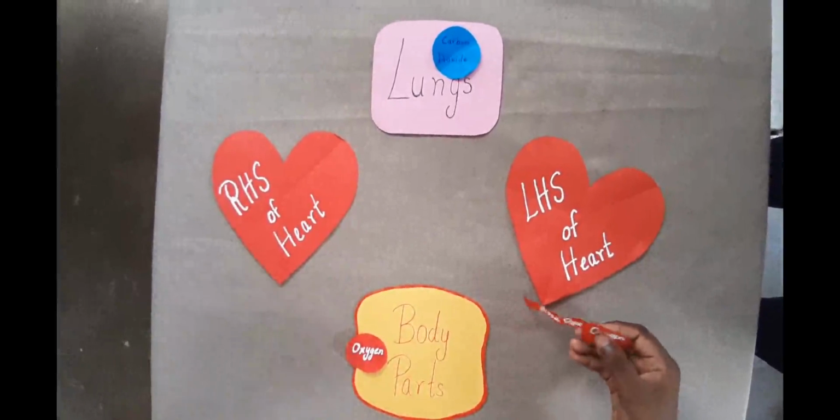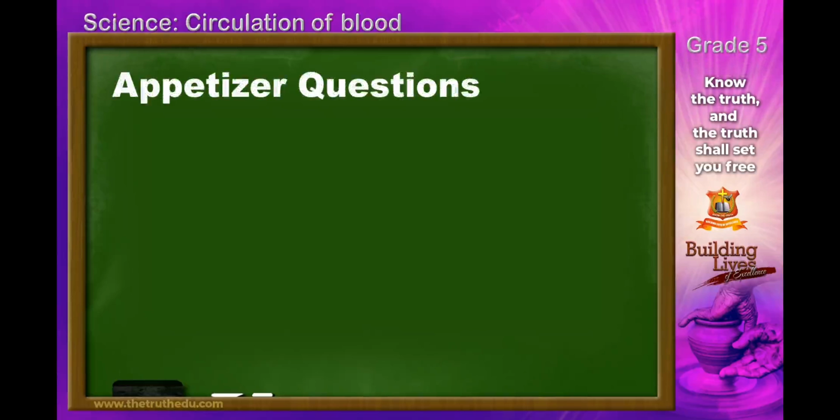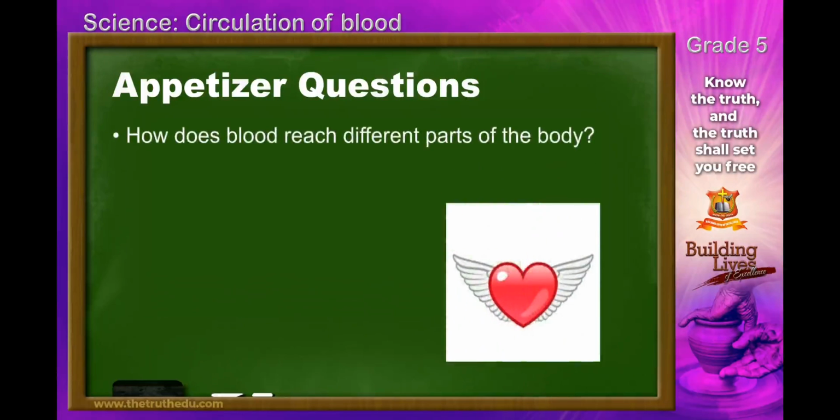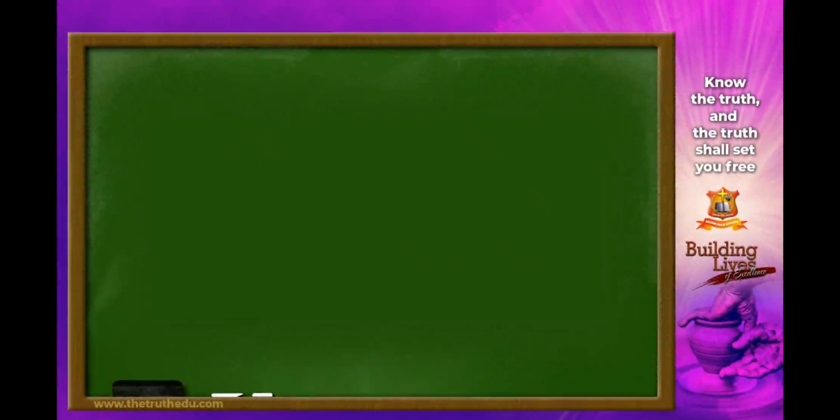Now we'll go back to the lesson. Now we will look at some of the appetizer questions. How does blood reach different parts of the body? And how does it return back to the heart? Those questions you are to think on your own and you don't have to answer them.